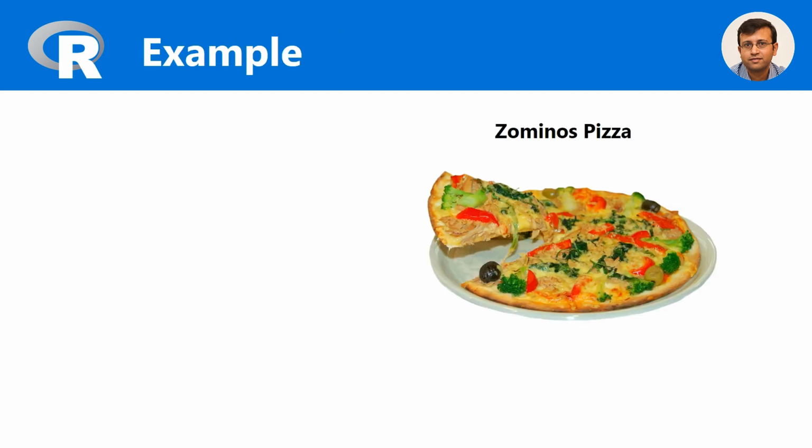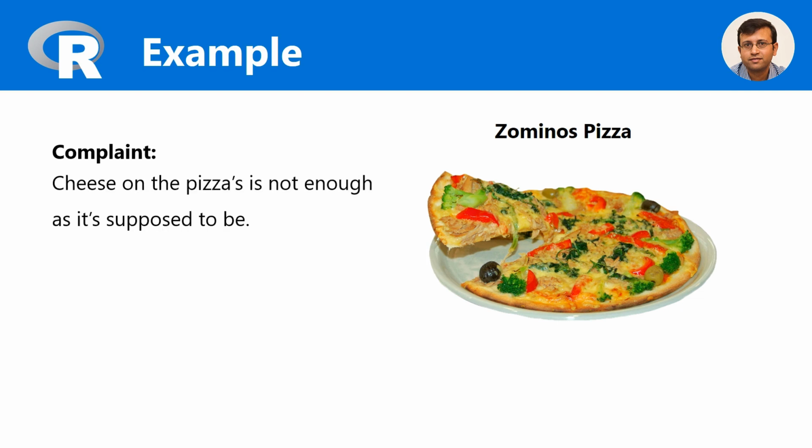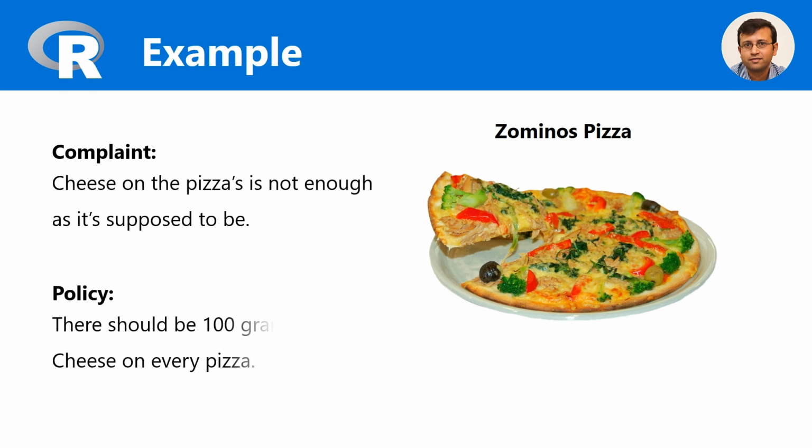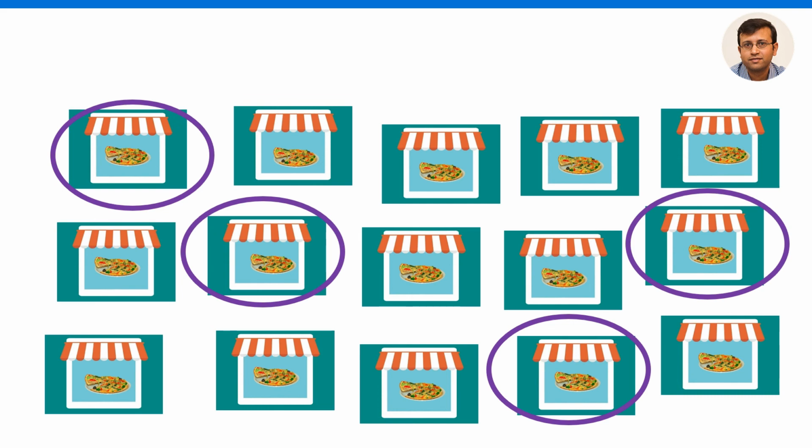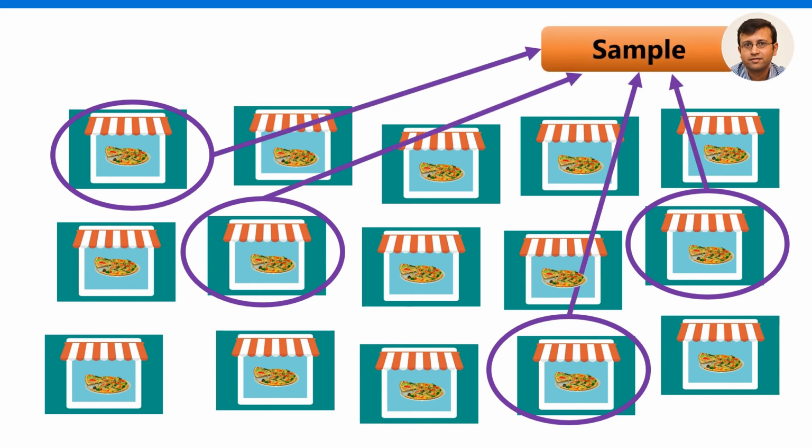Let us consider a simple example. Let us say that Domino's sells pizzas at various locations all over the city. Assume that there is a complaint that the cheese on the pizza is not enough as it is supposed to be. Let's say that Domino's has a policy that there would be 100 grams of cheese on every pizza. Obviously, the management can't visit all the shops in the city to check this complaint, so we can use a statistical test on a sample of pizzas.